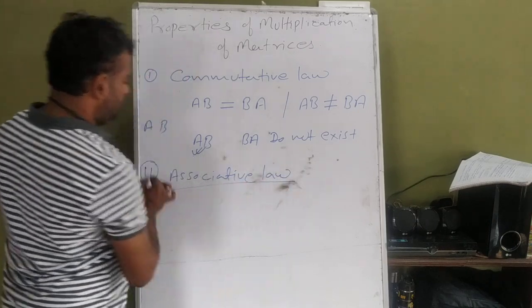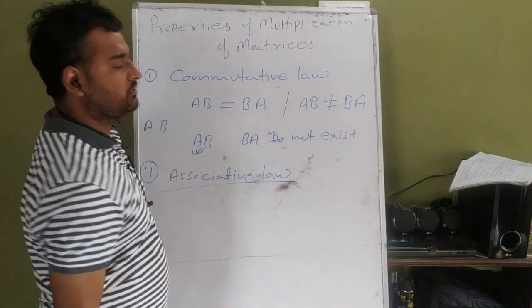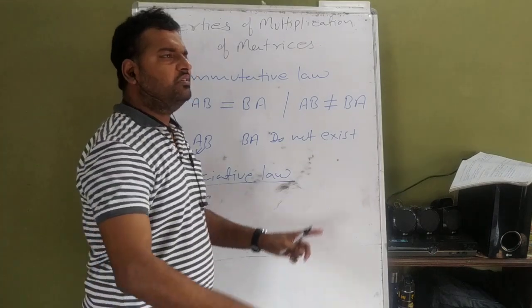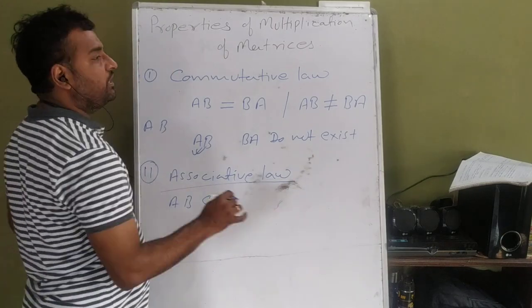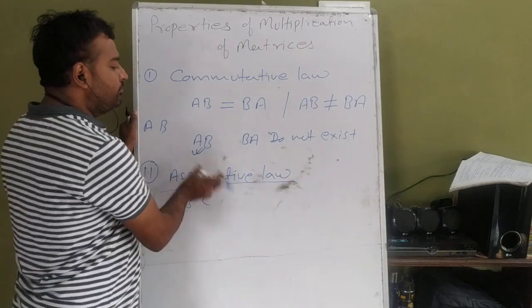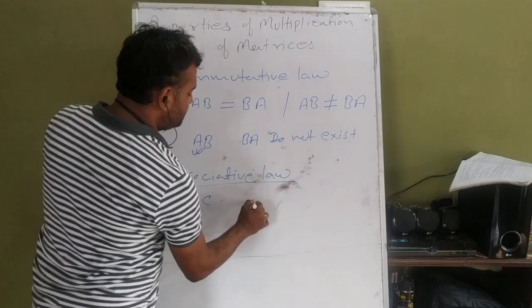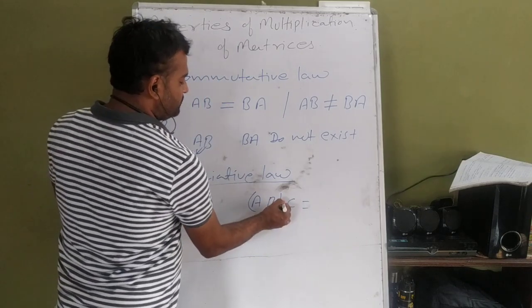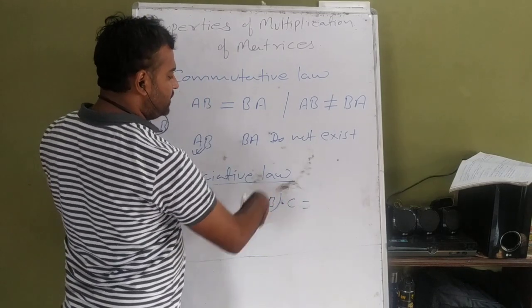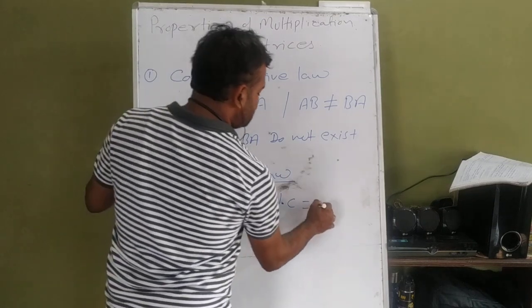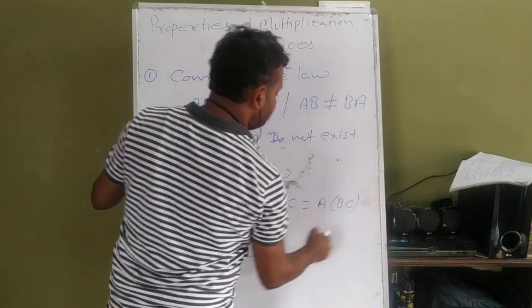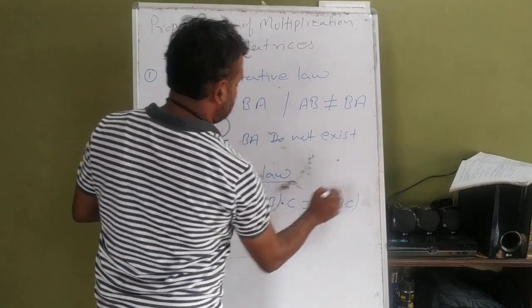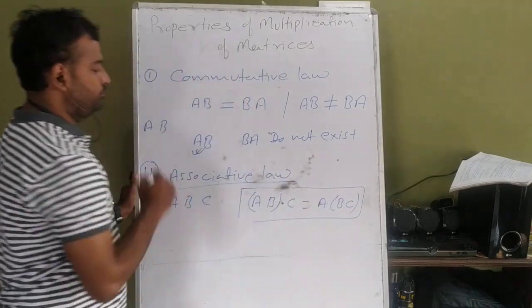Associative law. The associative law holds between three matrices. We take three matrices A, B, C in such a way that the product ABC is possible. Then the associative law states: first we take the product AB, and whatever the resultant is, we multiply it by C. This must be equal to A into BC, that is, (AB)C equals A(BC). This is called the associative law.